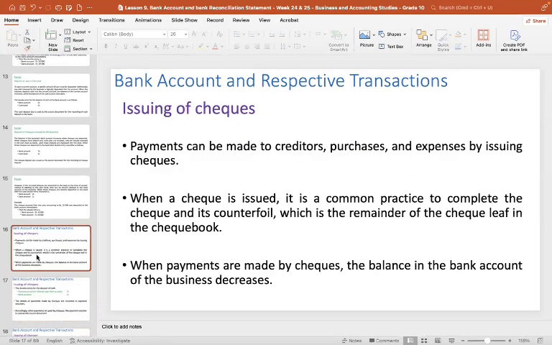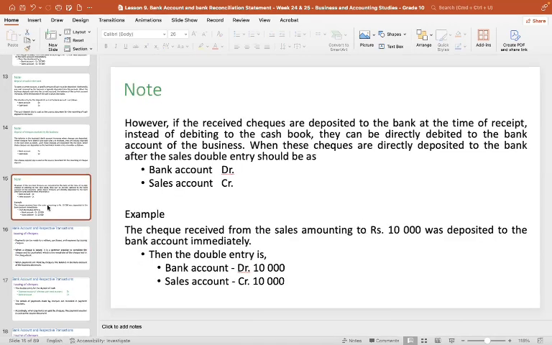Next we have issuing of checks. Okay, so we will meet in the next part where we will be learning about the issuing of checks. So you can write down this note.